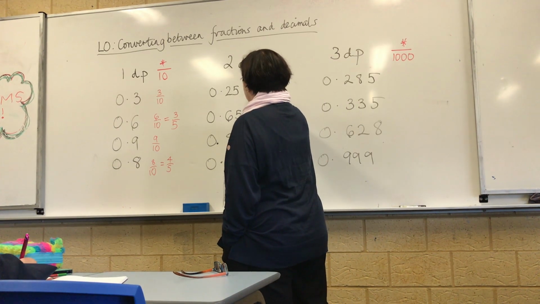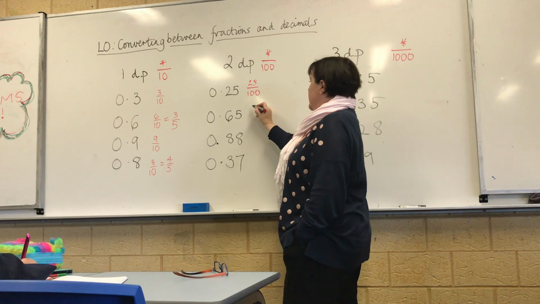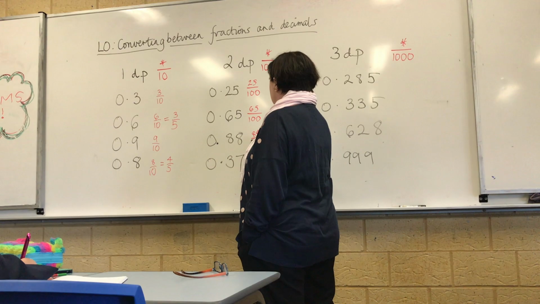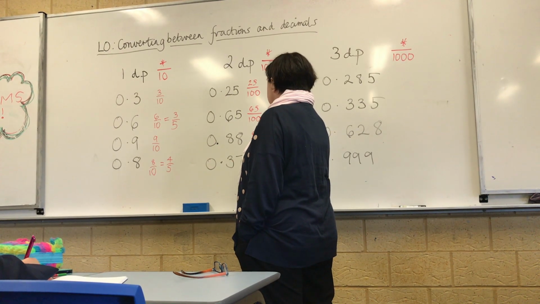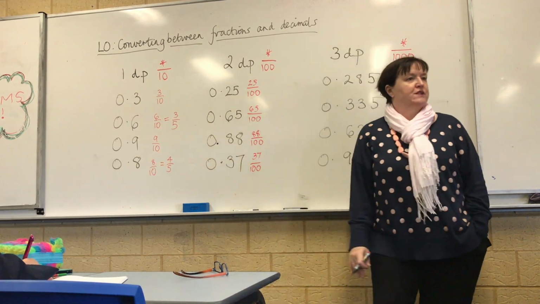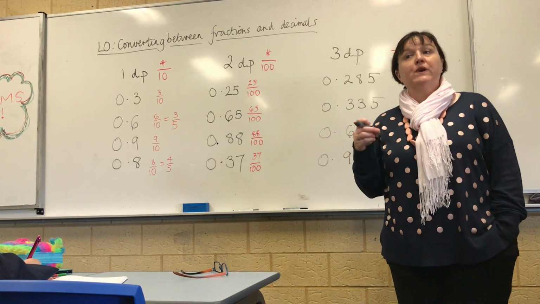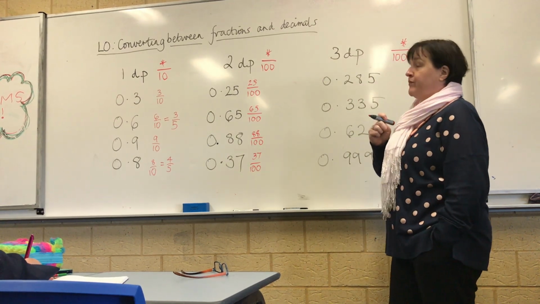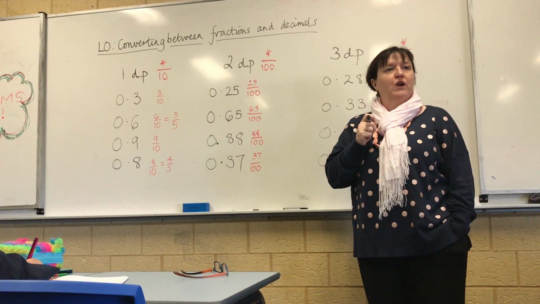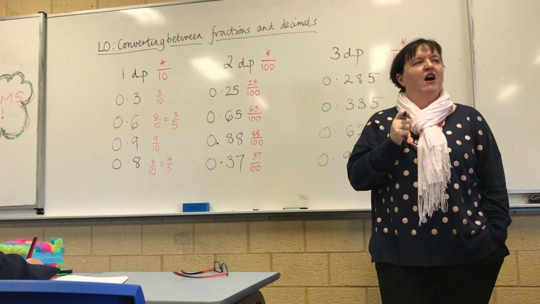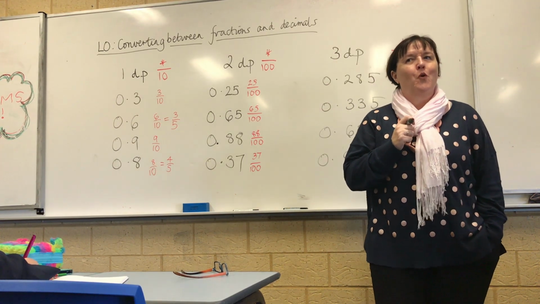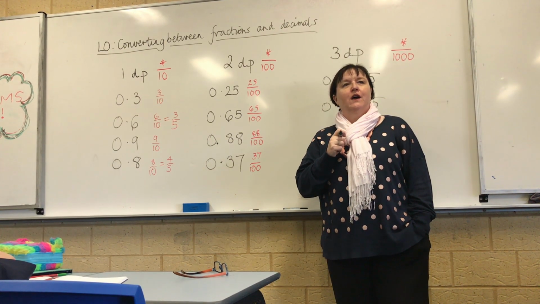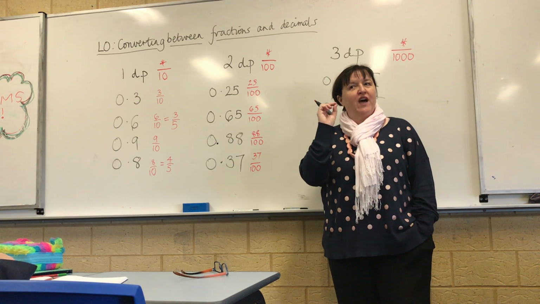Put the digits in the 2 decimal places over 100. So 25 over 100, 65 over 100, 88 over 100, and 37 over 100. And again, what we need to do then is decide whether or not they need simplifying. So, 25 over 100, be careful here, what is the highest common factor? Colleen? 5. Right, it is a common factor, but it's not the highest one.